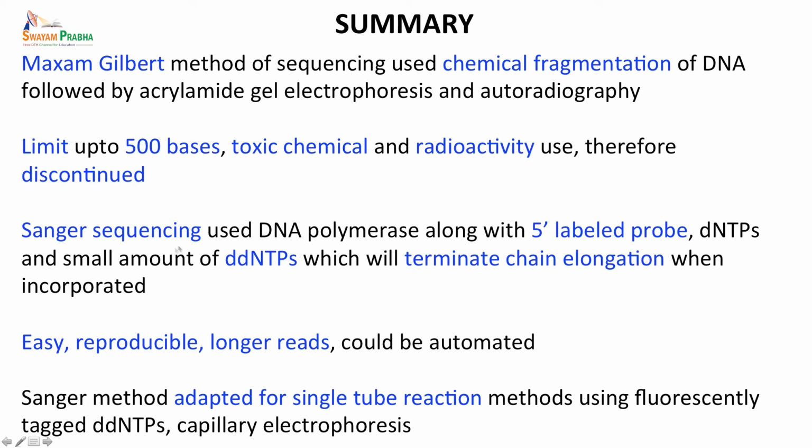Sanger sequencing became more popular, which uses DNA polymerase along with the 5' labeled probe and dNTPs mixed with a very small amount of ddNTPs in 4 parallel reactions. And these ddNTPs will terminate the chain elongation when they are incorporated. This was a PCR based method, and it was easy and reproducible and could be used for much longer reads, and also it could be automated, which was its major attraction. And therefore this method was adopted for single tube reaction methods, which used fluorescently tagged ddNTPs. And another advancement was the use of capillary electrophoresis methods.